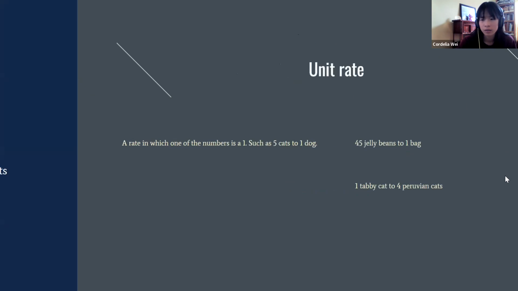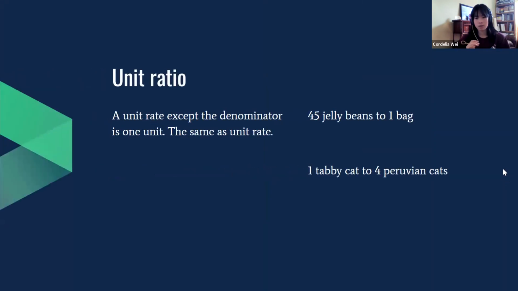Now moving on. Now we're going on to unit ratios. A unit rate is a unit ratio, except the denominator is 1 unit, or it could be more units. So it's kind of like flipped. So it's 4 to 5 jelly beans in one bag, also a unit rate and a unit ratio, and 1 tabby cat to 4 Peruvian cats. It's flipped, but it's still the same thing. So in this case, it would be 1 car to 7 trees.